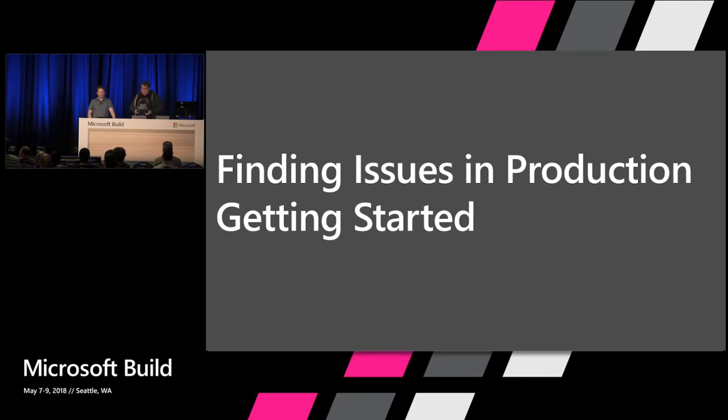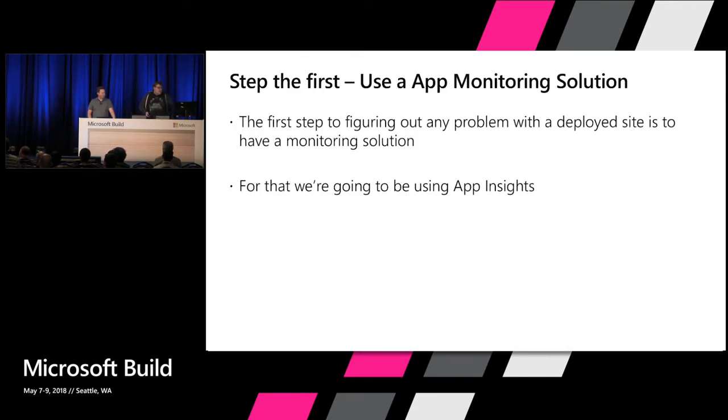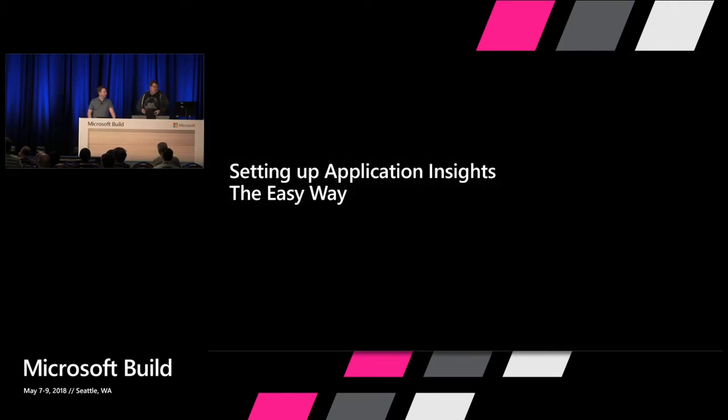So let's talk about how you get started. The first step is always, of course, you need to add some sort of monitoring solution. Let's just see your hands. Who today has some sort of monitoring solution they use on their deployed applications? Okay, a good chunk of the audience. That's wonderful. Like I mentioned earlier, that's the first thing you're going to need, and we're going to show you how to get started using App Insights for this. So we're going to set up App Insights the easy way with one switch.